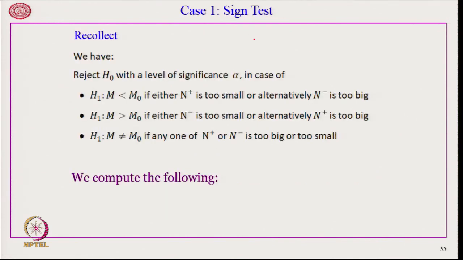So, let us first consider sign test. We know that we reject H naught with a level of significance alpha if m is less than m naught is my alternative hypothesis. Then we shall look at n minus, and that should not be too big, but if m is greater than m naught is the hypothesis, then we shall look at if n plus is too big or n minus is too small. So, let us compute the following.